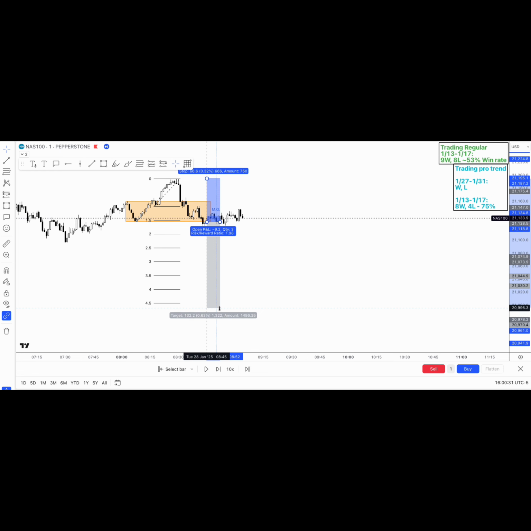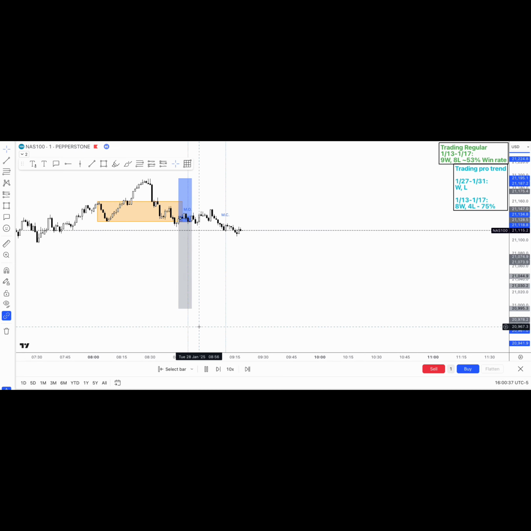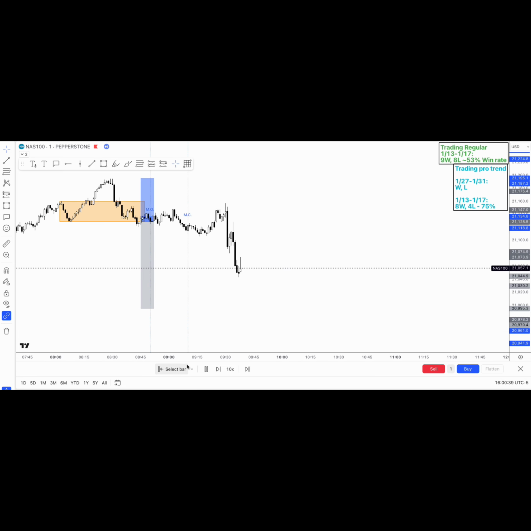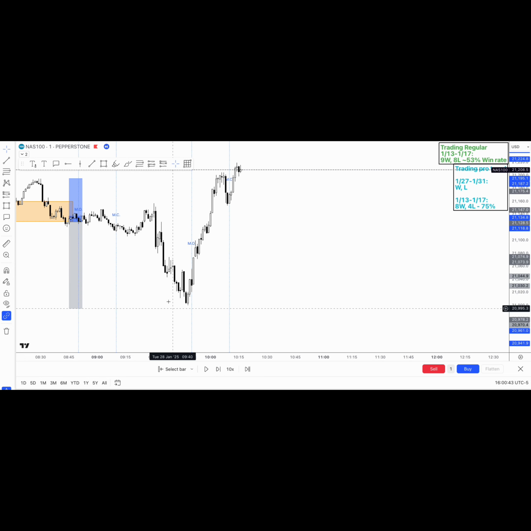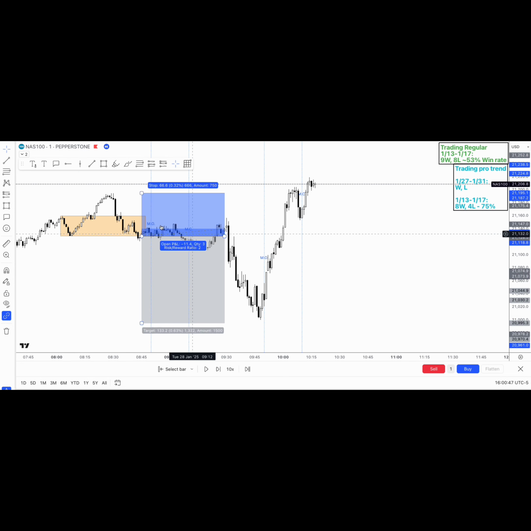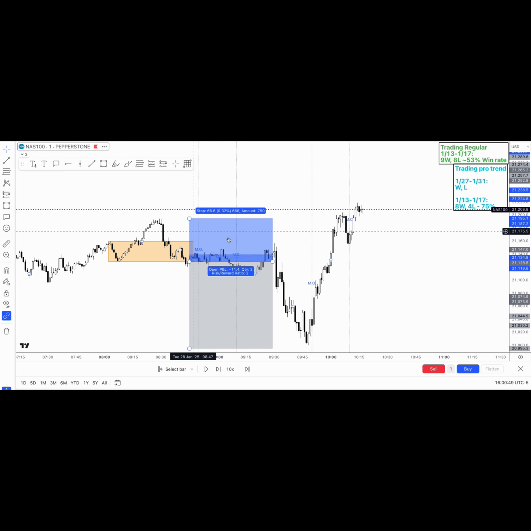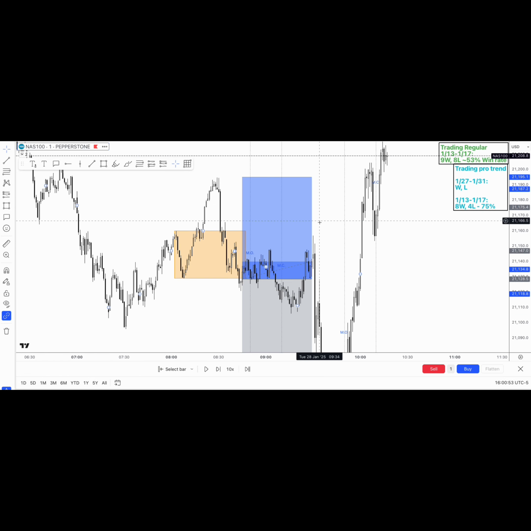So just go for 2R here. Let's see, looks like it probably just missed the take profit, just missed it, yeah, so that would have just come with it, and yeah, we just had to take the loss there, move on to the next trade.